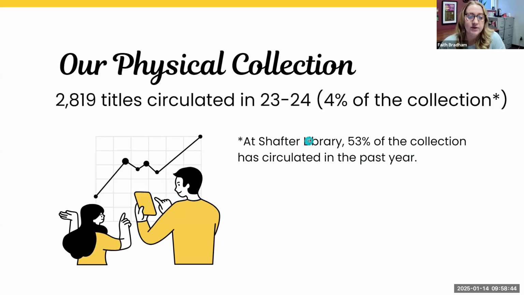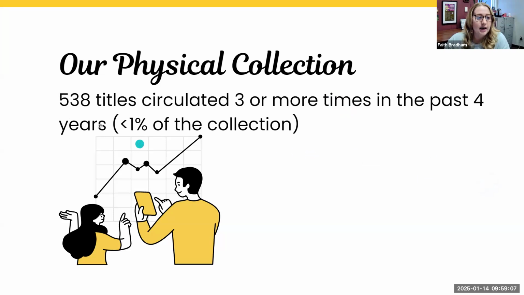53% of our collection in Shafter, which is a public library, has circulated in the past year. So at a public library, you might be seeing over 50% of the collection circulating every year. We're an academic library, so we're not probably going to see the same amount of circulation that a public library would. But I think it would be nice to see more than 4% of our collection circulating every year. And 538 titles circulated 3 or more times in the past 4 years, which is less than 1% of the collection circulating multiple times in a certain amount of years. So that's also a bit of a bummer to me.